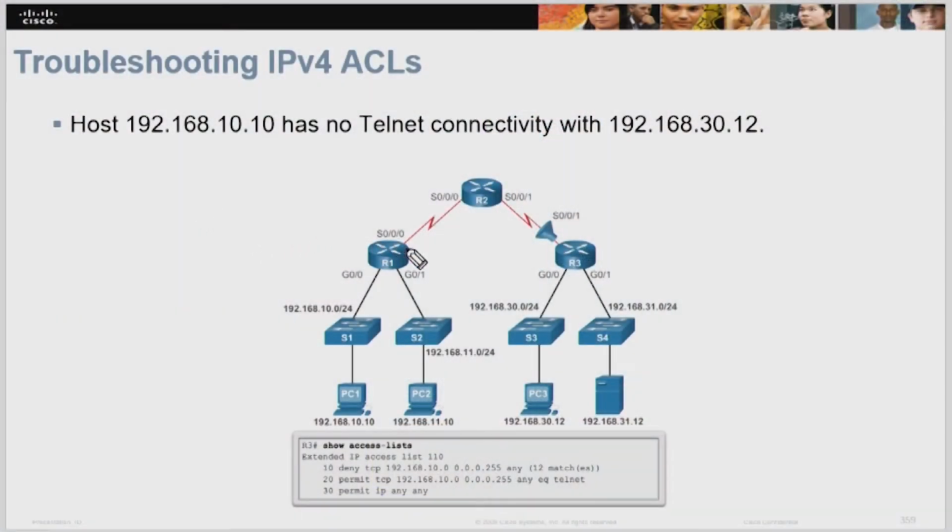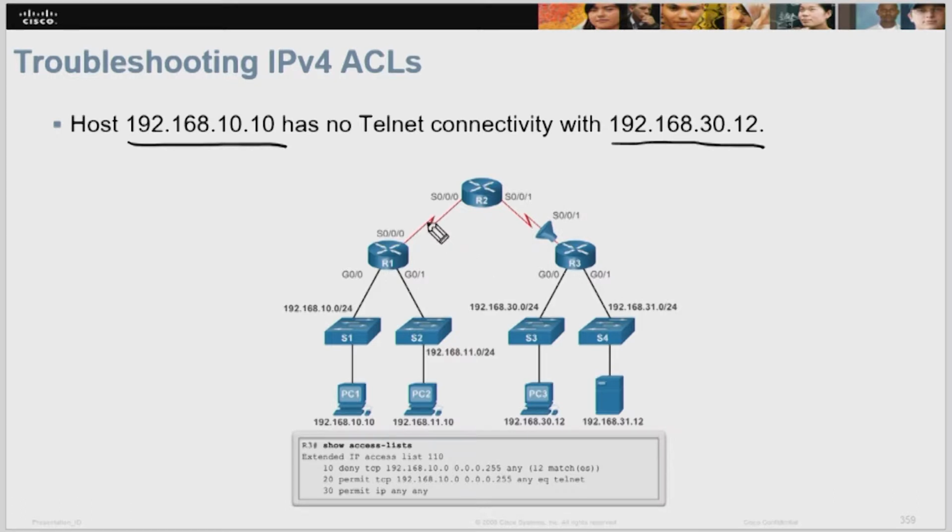So if we have a scenario built like this with 3 routers, a few switches, some PCs, and we're supposed to set it up so that we have connectivity, and we don't, what's the problem? In this case, host 192.168.10.10 has no telnet connectivity with 192.168.30.12, and we're assuming that it's supposed to because we said right down here that 192.168.10.0 has the ability to telnet. But then all of a sudden we can't telnet.